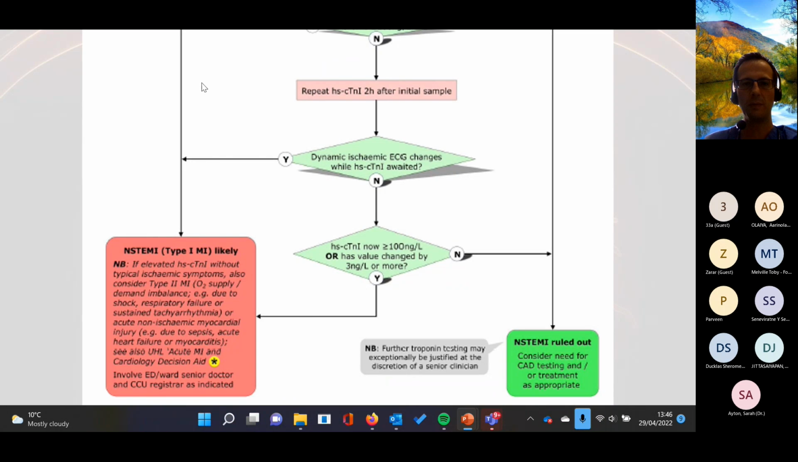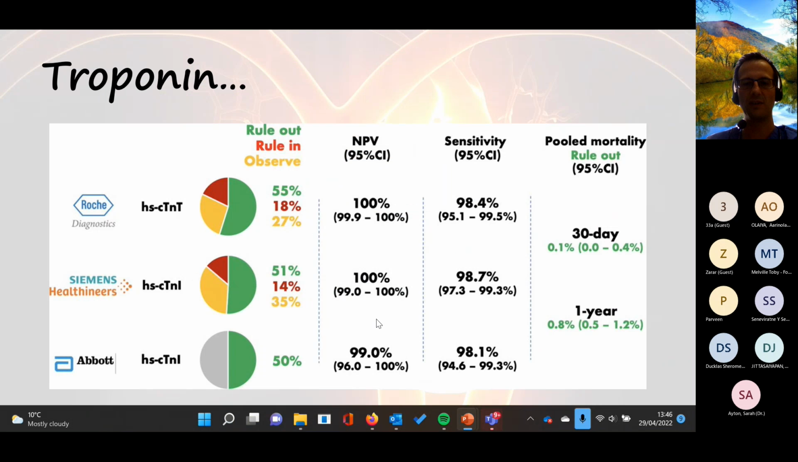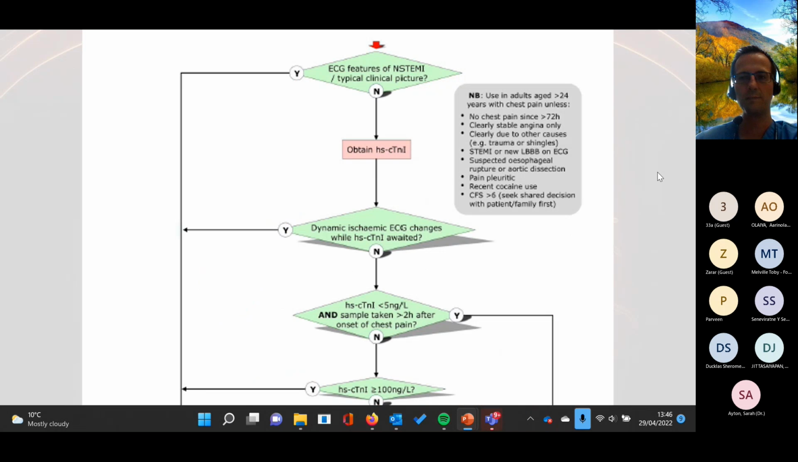This pathway ought to be available on the boards and on CDU for you to follow. But basically, we're looking to see, is the value below or above 100, and does it change? And it's a very, very good rule out, but not an absolute rule out. As I showed on this slide, the negative predictive value approaches 100%, but it is not quite 100% sensitivity for detecting a myocardial infarction. So this leaves you with about a 1% chance you've got unstable angina and a negative troponin.